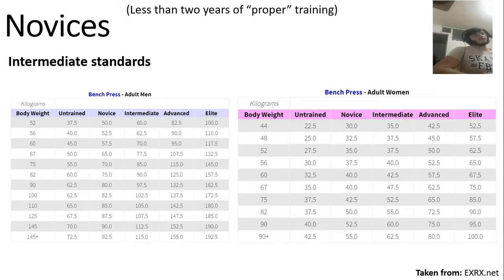When you're looking at this chart and you're looking at the body weight, ideally you want to look at that body weight at a BMI of around 25 to 27. So for example, if you are 180 centimeters, you will be looking at the standards between the 82 and the 90 kilogram weight class, right? If you are 173 centimeters, you will be looking at the standards between the 67 and the 75 kilogram weight class.